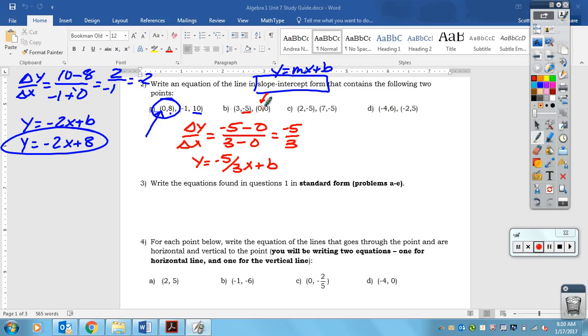This goes to the origin, which means it is a direct variation. Since it is direct variation, that means the y-intercept is 0, so I can just erase this. And my equation is y equals -5/3 x. It is a direct variation with a constant of variation of -5/3, in case you're interested. This is still in slope-intercept form. A direct variation is a type of slope-intercept form. Let me clear this out so I can do C.